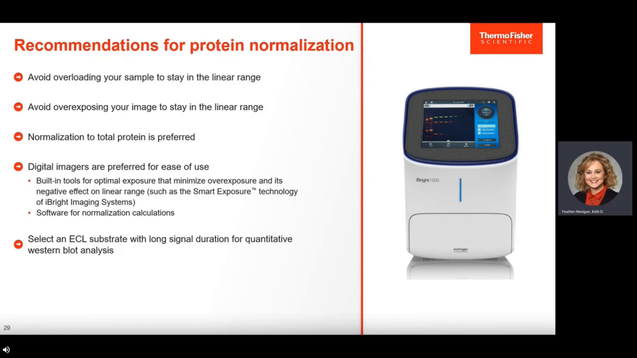Digital imagers are preferred for ease of use and quantitation because they have built-in tools like the Smart Exposure technology in our iBrite imagers that minimizes overexposure risks to help ensure you stay in the linear range of your protein. Imagers also provide software for normalization calculations, and for the best quantitation, select a chemiluminescent substrate with long signal duration that will help you stay in the linear range of detection for your protein of interest.